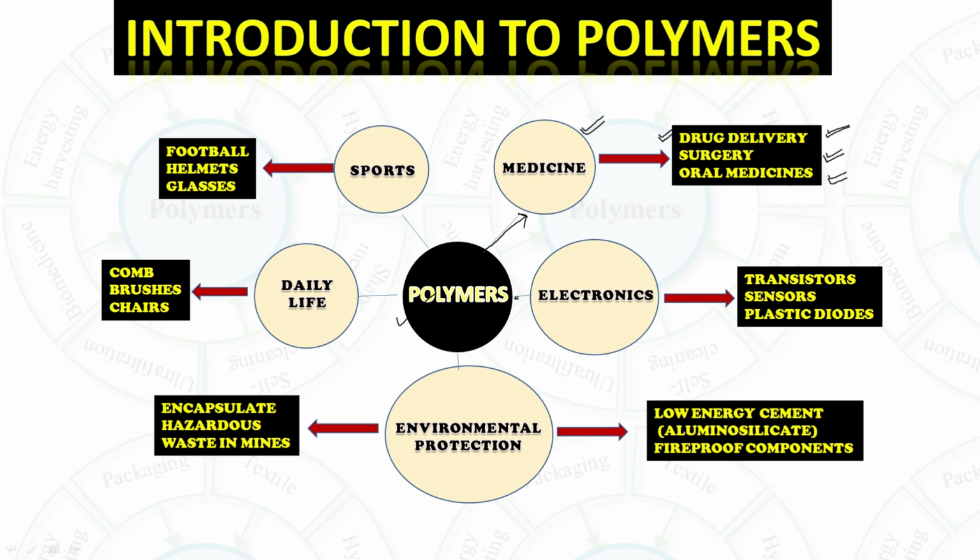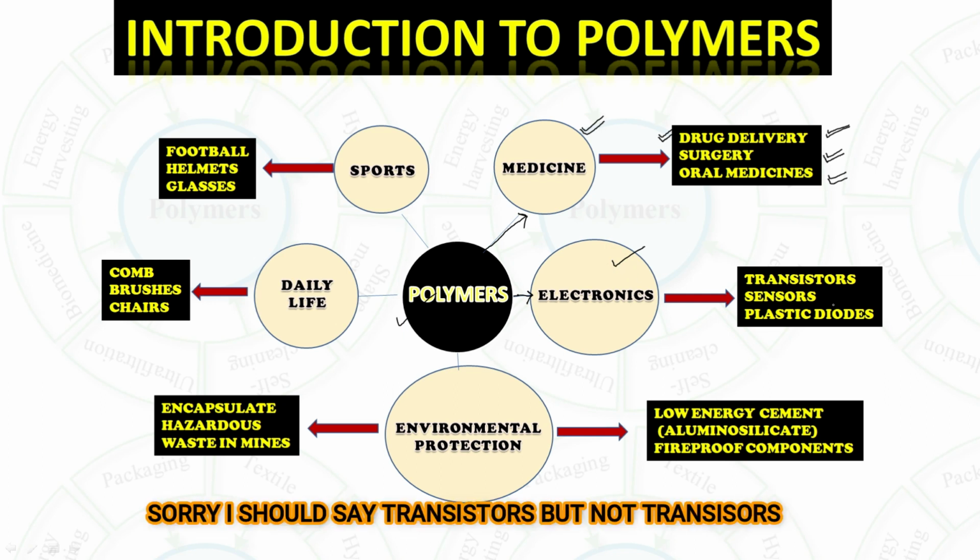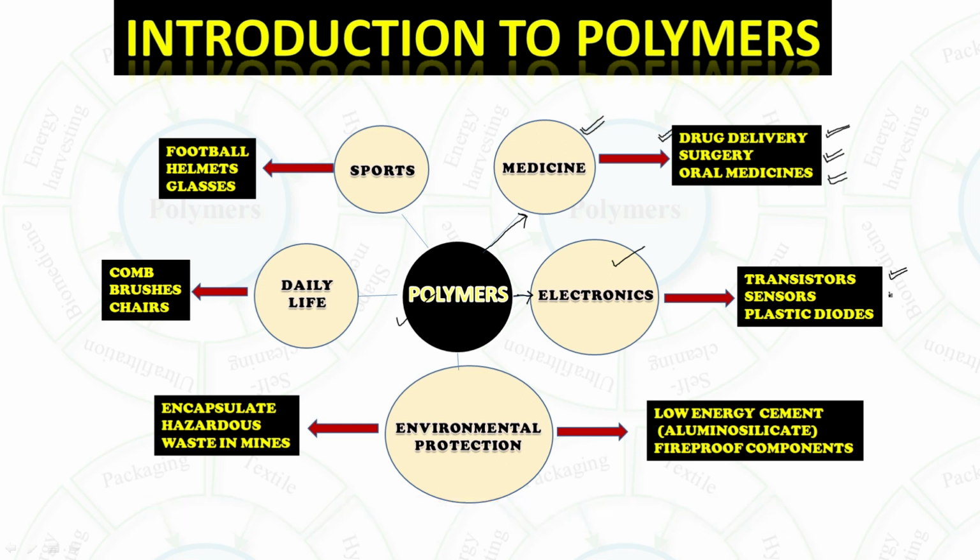Then if you go to electronics, if you are an engineering student doing your electronics, then you should know where polymers are used in electronics. Transistors, which you see in your basic electronics, are generally made up of polymers. Different kinds of sensors are also made from polymers, and plastic diodes are very common. Again, these are very few examples, but these examples are not limited to this. These are unlimited.